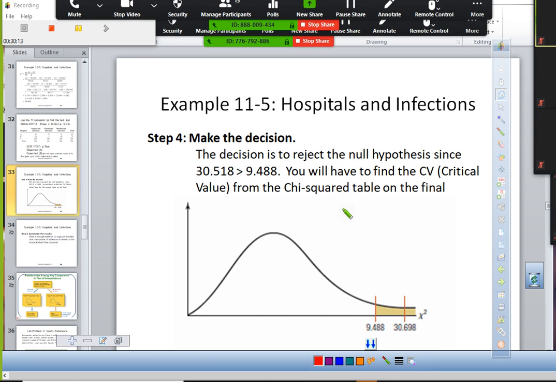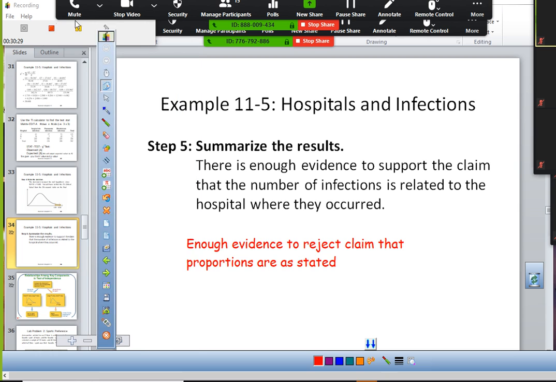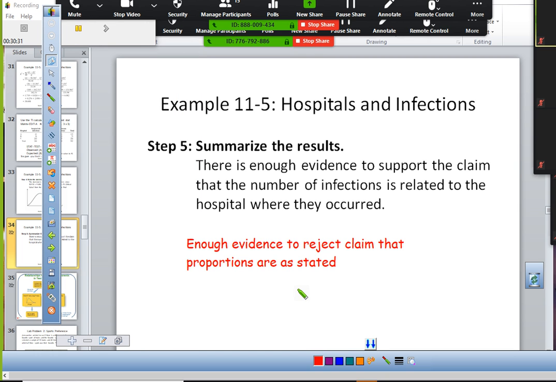Okay, so then make the decision. Here's my picture, 30.69 is way out here, totally in the rejection region, so we're going to reject H naught and summarize our results for the claim. There is enough evidence to reject the claim that proportions are as stated. Or in this case, you might want to say proportions are equal, because that would be the same thing.